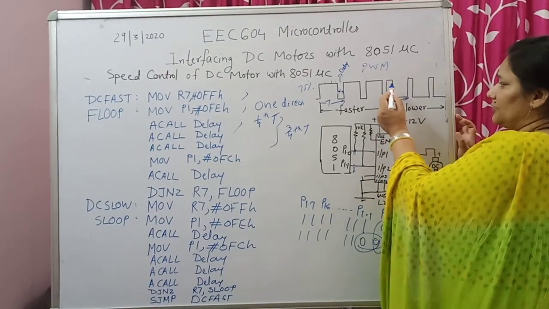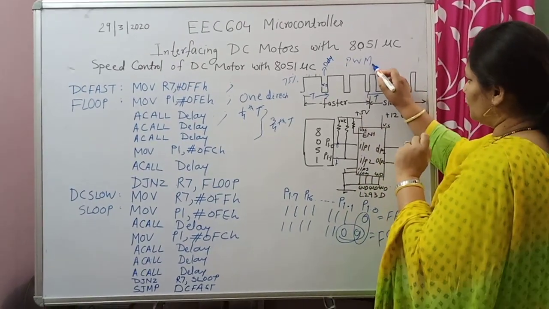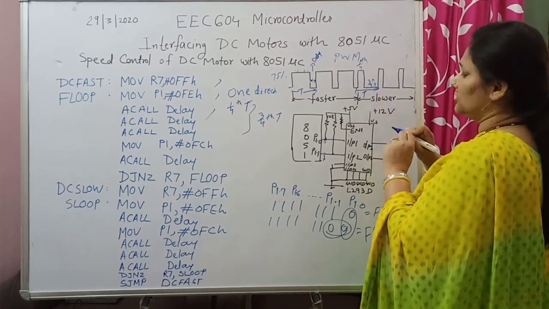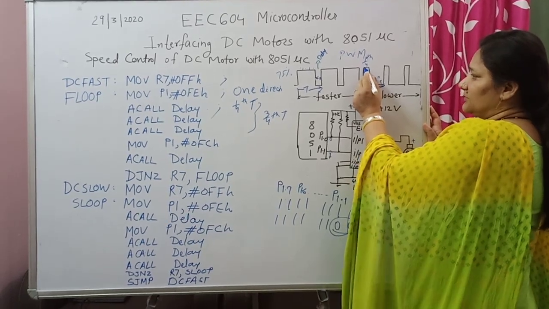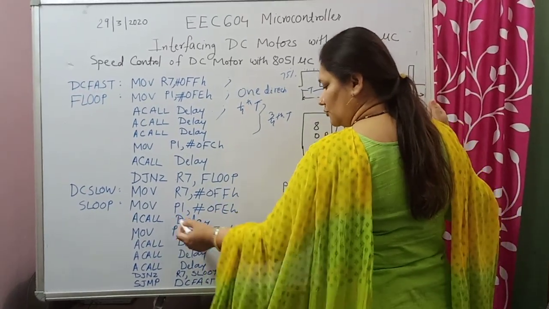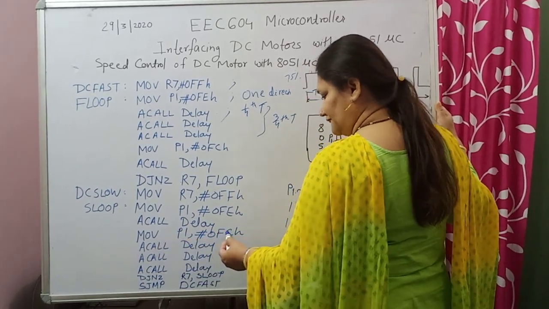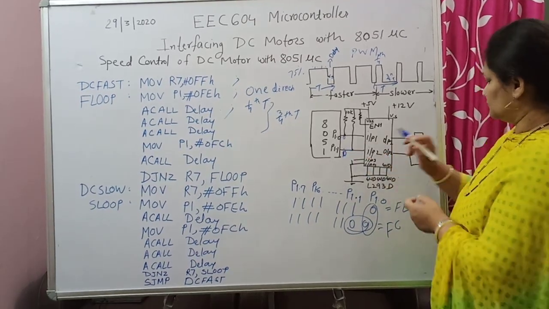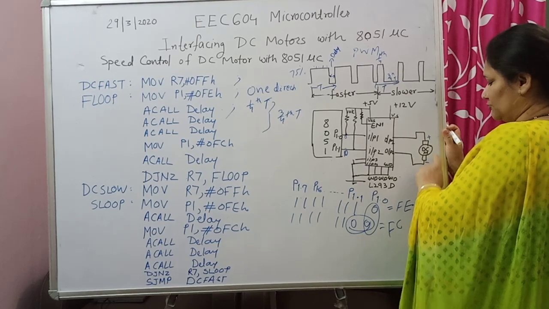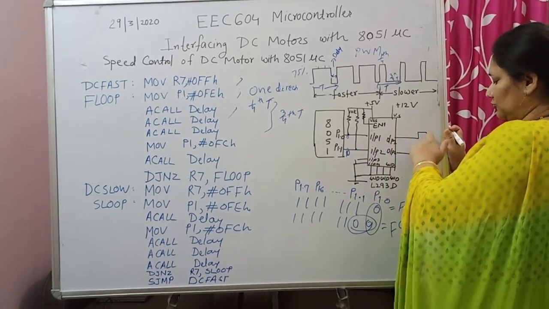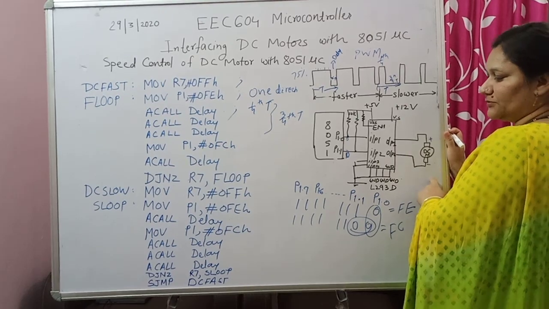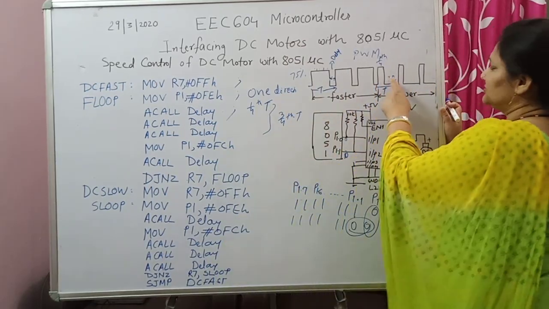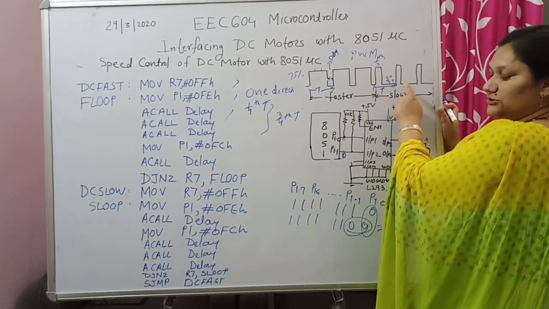Why only once? Because your on time is now 1/4 of your T and your off time is 3/4 of the T. So for only this much period you call the delay routine once, and then again you are putting FC on port 1. That means by putting FC, it is again stopping the motor, because both the terminals are getting 0 0. And for how much period is it stopped? You are calling delay 3 times, so that means 3/4 time of this T the motor is stopped.